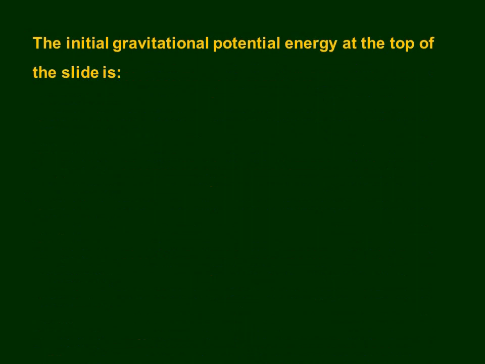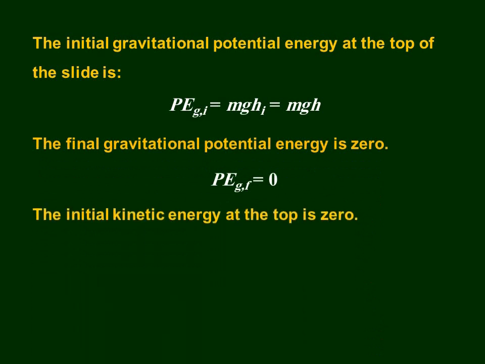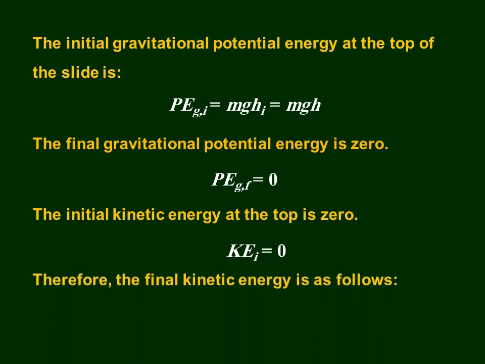The initial gravitational potential energy at the top of the slide is mgh initial, or mgh. The final gravitational potential energy is 0, because the height equals 0. The initial kinetic energy at the top is 0, starts from rest. And the final kinetic energy is 1/2 m vf squared, where vf is the final velocity, which is unknown.